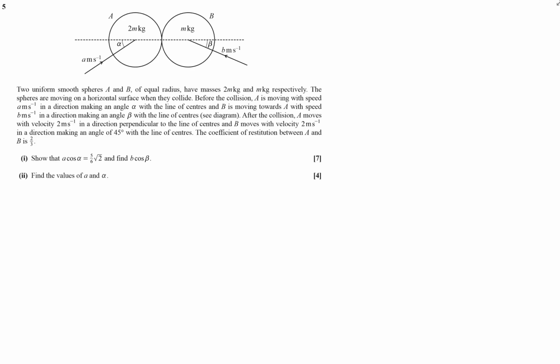Okay, the diagram shows what happens before. After the collision, A moves with velocity 2 meters per second perpendicular to the line of centers. So A moves up there at 2 meters per second, and B moves with velocity 2 meters per second at an angle of 45 degrees. So it can either go this way or this way.